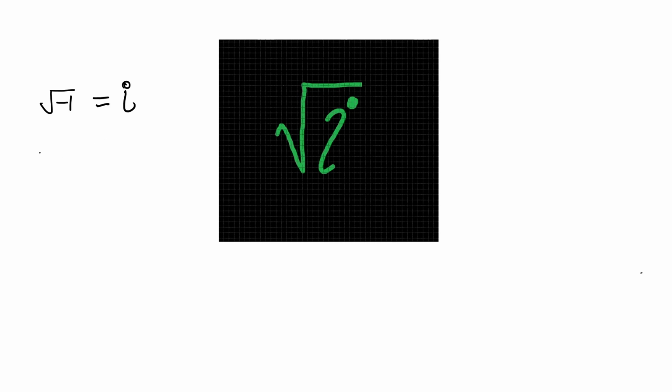We all know square root of negative 1 is denoted by complex unit i. What about square root of i? Can we find out square root of i as well? Answer is yes, we can find out square root of any kind of complex number.